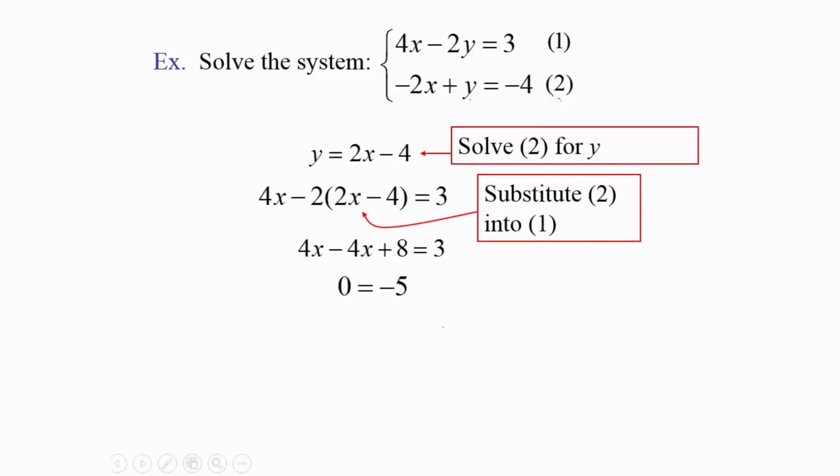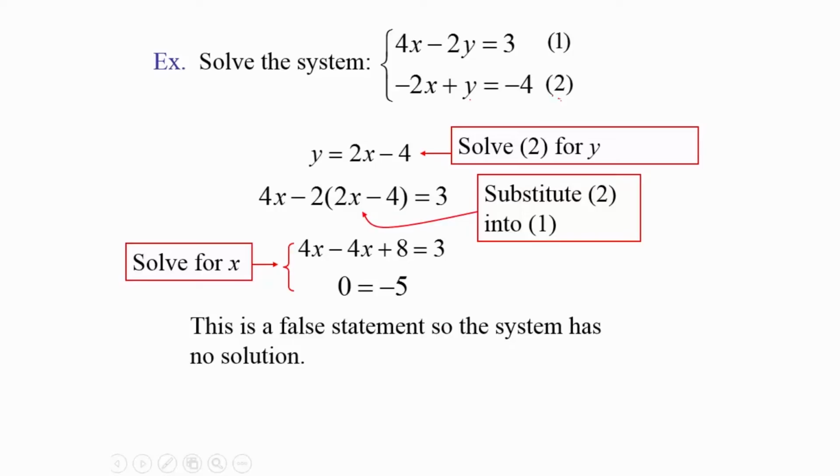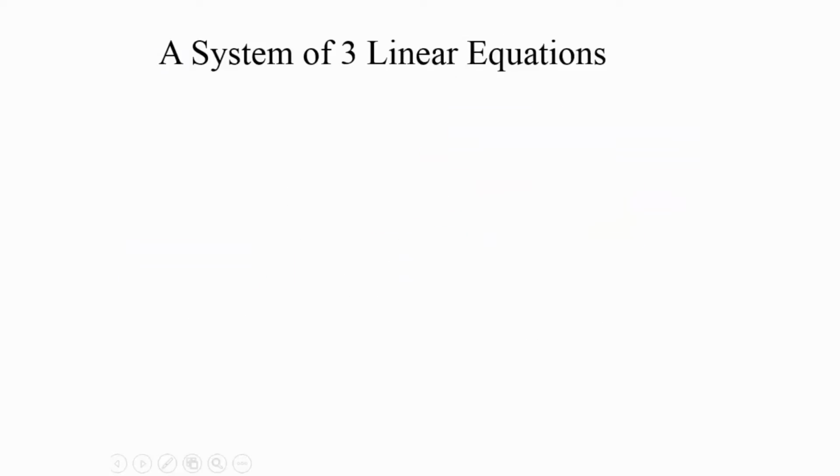Well, they took 8 to the other side. So 0 equals minus 5. Of course, it's not true. The statement is false. So the system has no solution. So if you come up with a false statement, that means the system has no solution.